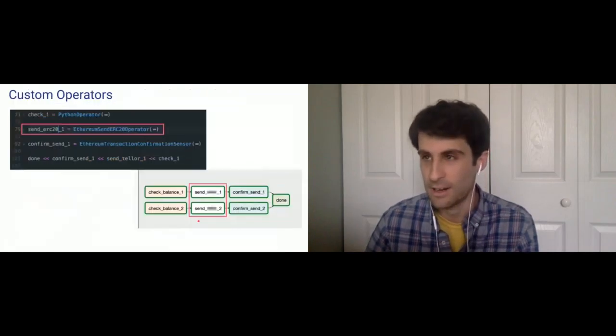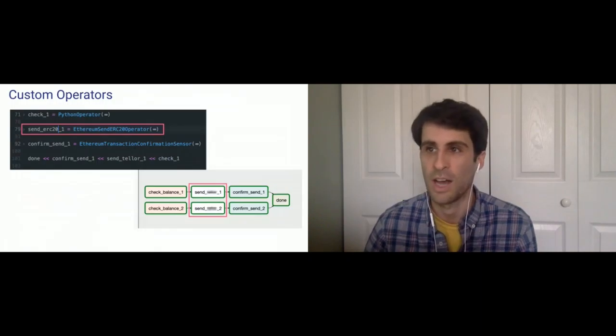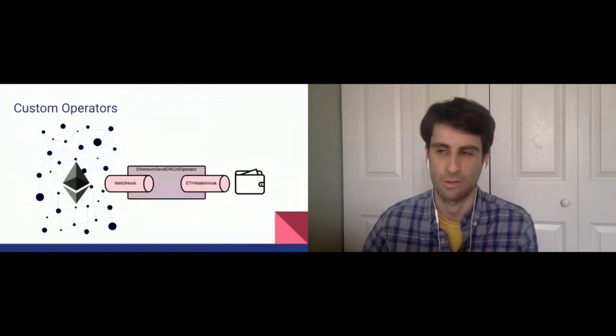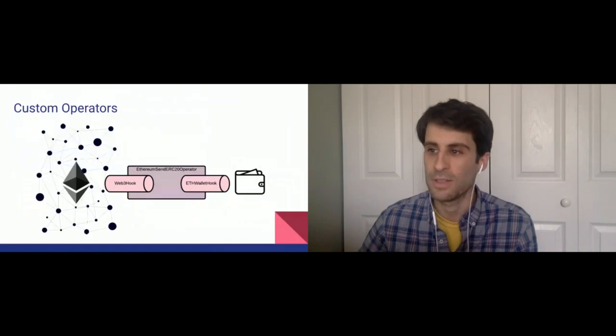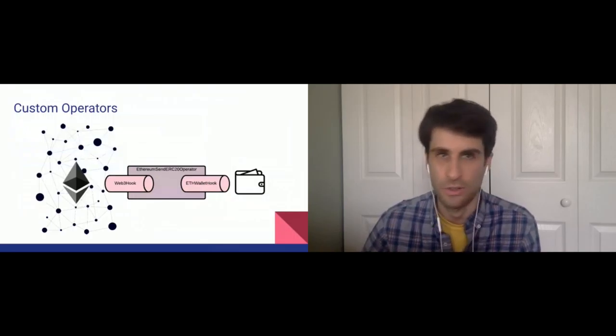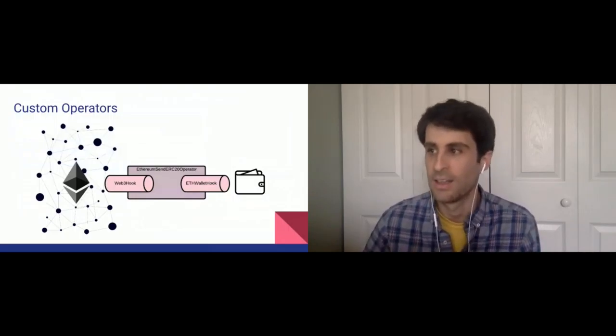All right, so that's the Python operator. The next operator is the send operator. So we send ERC20 token operator. This operator is custom, so I'm going to have to walk through how it was constructed as an example. It consists of three components. We have the connection, we have the hook, which connects us to the Ethereum blockchain, and then we have the other hook, which connects us to the wallet, which you can think of as just a username and password. It's a public and private key.